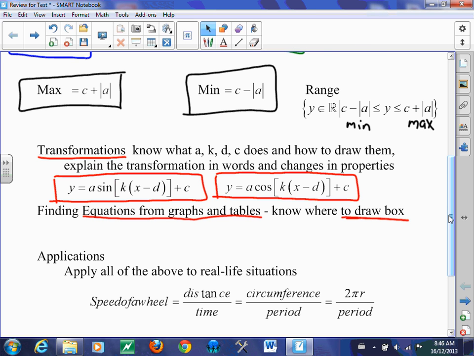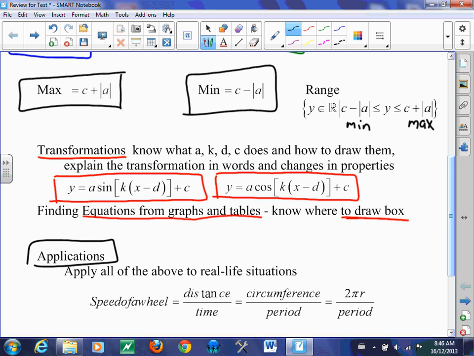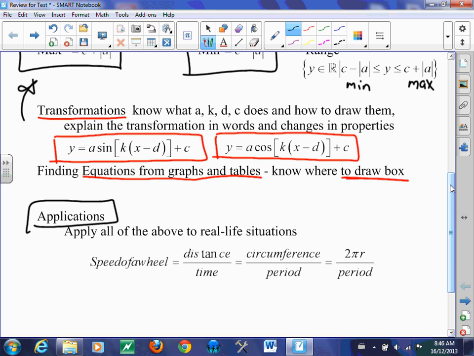And lastly, ladies and gentlemen, applications. Remember, you're applying all these key building blocks up here to real-life applications of Ferris wheels or wheel wells or windmills, anything that moves in a circular motion. Okay? And you apply all of these situations to real-life problems. Just remember, guys, that if you're asking for the speed of the wheel, that's going to equal 2 pi r over the period.